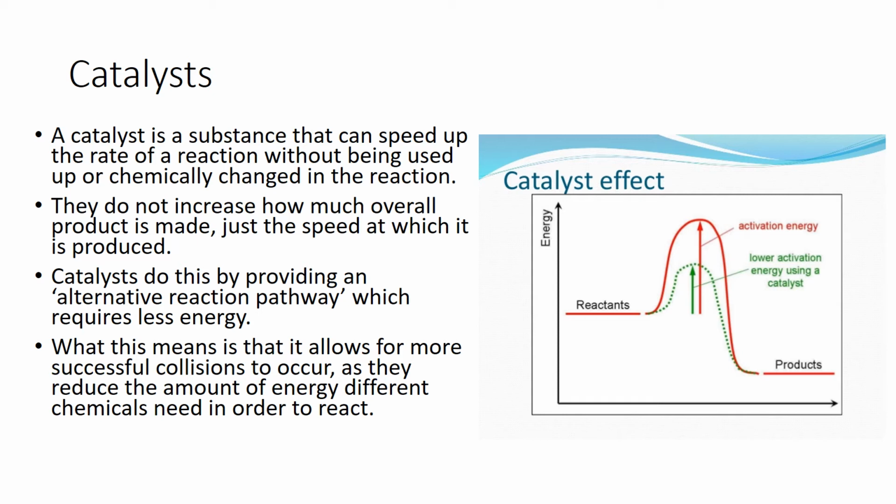Now, it's important to note that catalysts do not increase how much overall product is made, just the speed at which it is produced. Okay, so if you're going to do a chemical reaction and you can estimate how much product you'll produce at the end, your catalyst won't change how much you get at the end. It will still be the same as if you did it without a catalyst. However, it just drastically improves the speed at which you produce that product.